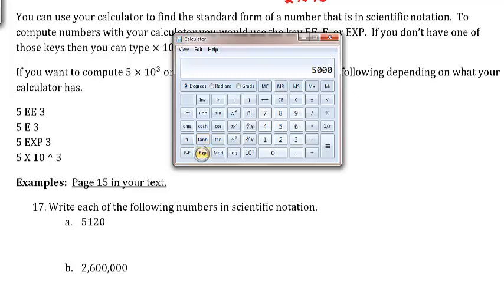My times 10 raised to a power is this button right here. And there's also a 10 to the x button here as well on my calculator, where you would be able to enter that in. So I did 5 EXP 3 and enter.